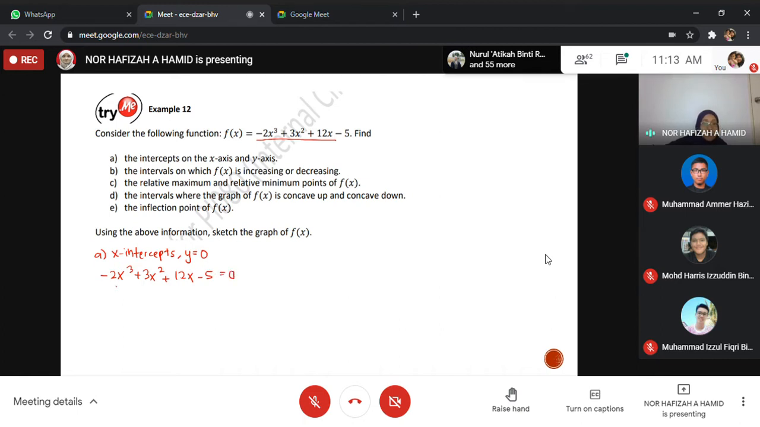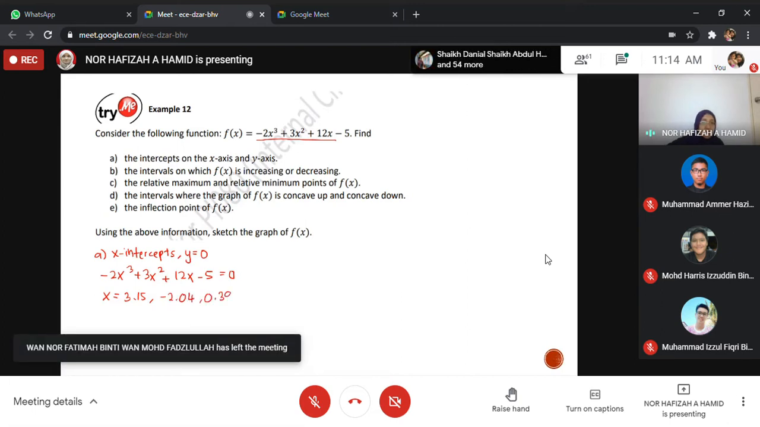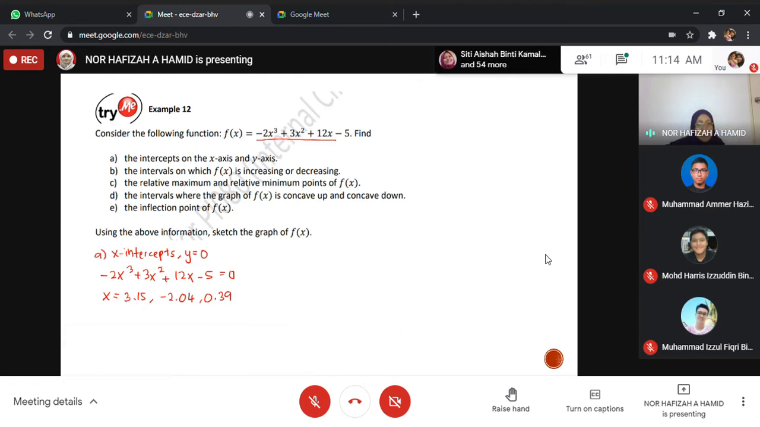So you can find values of x. To calculate values of x, you can just use a calculator. So from the calculator, x is equal to 3.15, and x is equal to negative 2.04, and the last x is equal to 0.39. So this one is for the x-intercept.